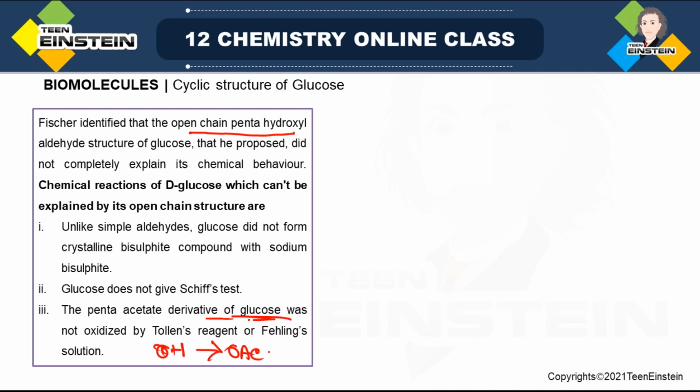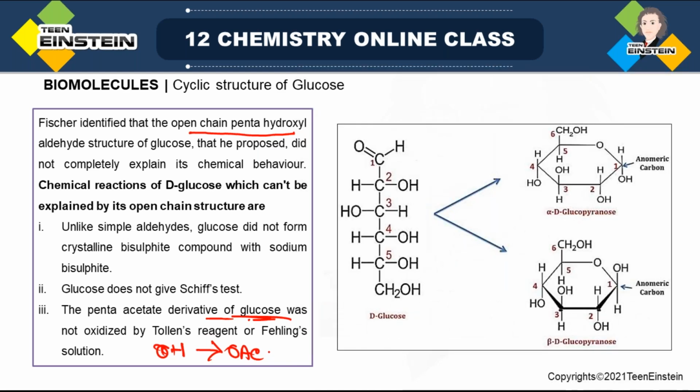Now, after converting it to pentaacetate by using acetic anhydride, if you treat that molecule with Tollens reagent or Fehling solution, then the reaction is not positive. So the pentaacetate derivative of glucose is not oxidized by Tollens reagent or Fehling test. That means these two reactions are not positive for the pentaacetate derivative of glucose. But if you do these two tests directly with glucose, then it is positive, but not with pentaacetate. So these are some of the behaviors that we cannot explain by the open structure only. That is why this idea of the cyclic structure is now introduced.